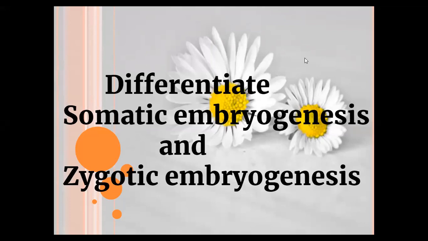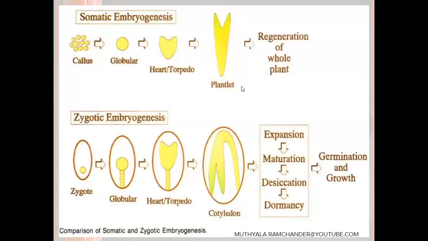Differentiate somatic embryogenesis and zygotic embryogenesis. See, first we discuss somatic embryogenesis. Somatic parts means vegetative parts of the plant body. Vegetative parts of the plant body may be leaf, shoot, root. These three parts are called vegetative parts. So the vegetative parts are also called somatic parts of the plant.